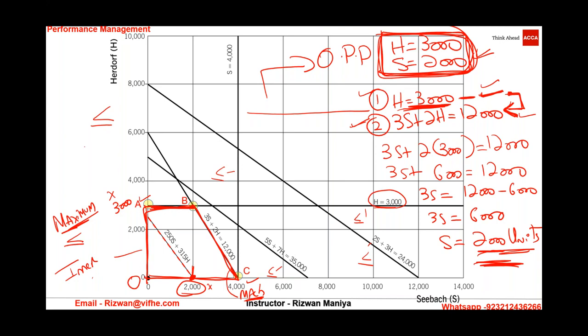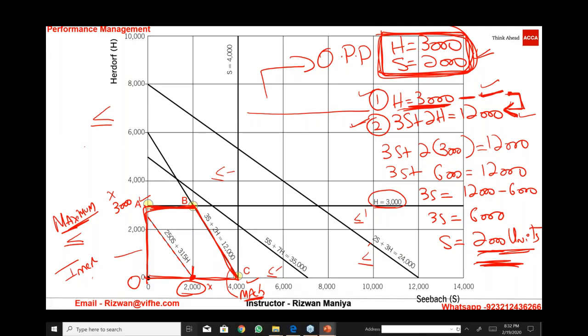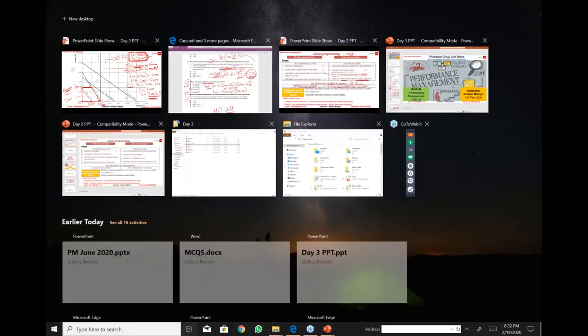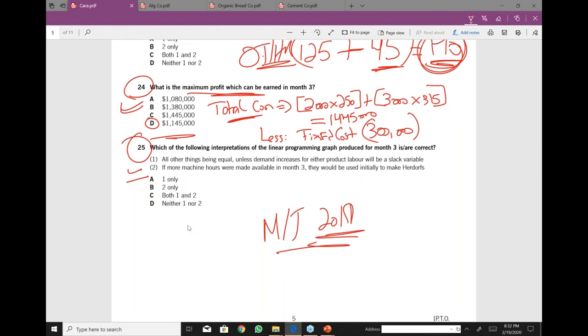So this is clear to all of you, and I have just found out the answer, and I just showed you the technique to find out. I hope you like the technique. Now let's move towards the last question. Which of the following interpretations of linear programming graph produced for month 3 is or are correct? So it says that all other things being equal, unless demand increases for either product, labor will be a slack variable.